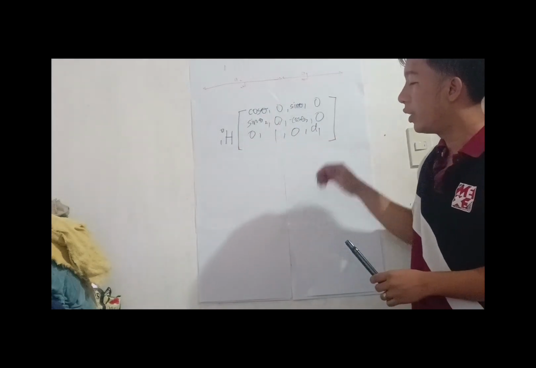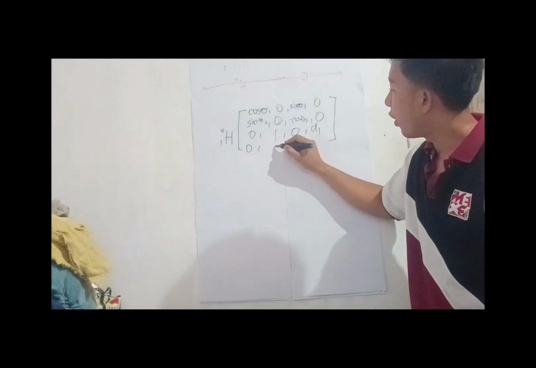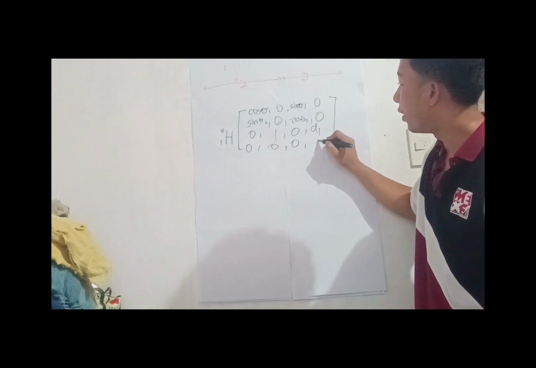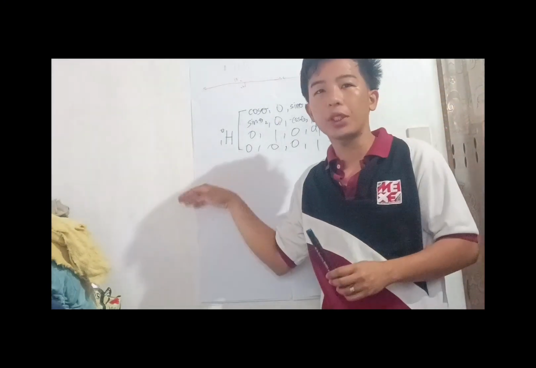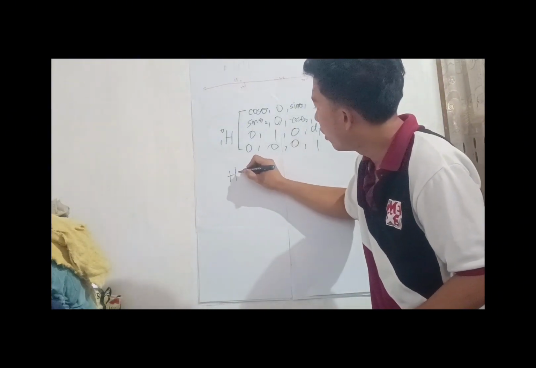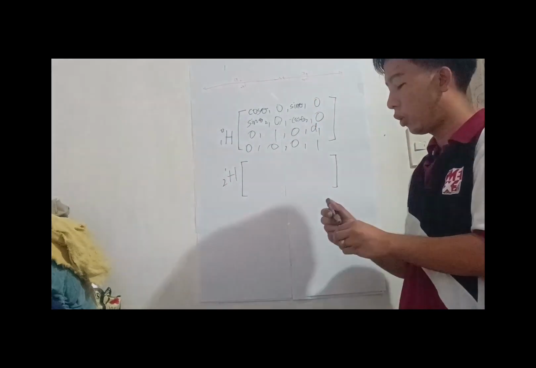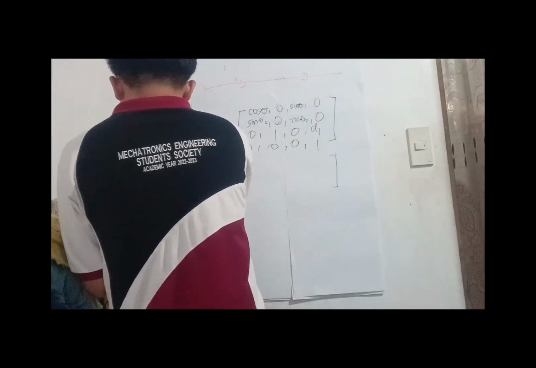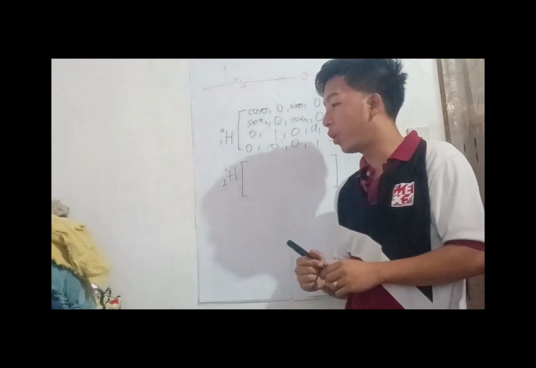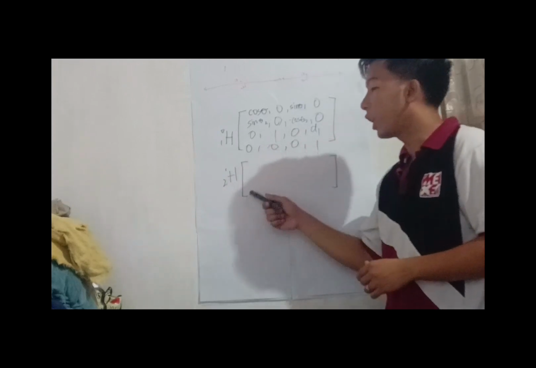So, for the fourth column: 0, there's no rotation; 0 again, there's no rotation; 0 and 1. So, let's proceed to H12, the transformation from frame 1 to frame 2, based on the DH parameter.